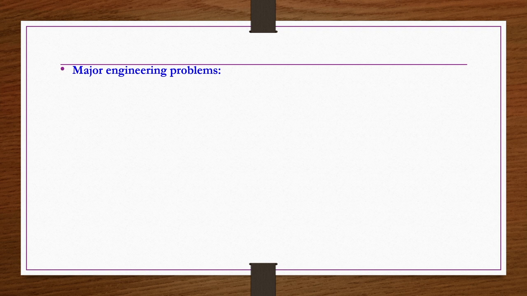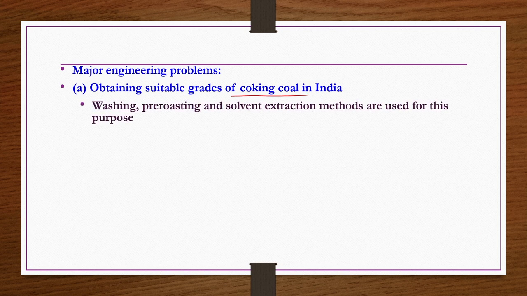Major engineering problems associated with this process are obtaining suitable grades of coking coal in India. That's one big issue, because washing, pre-roasting and solvent extraction methods have to be applied for that coal, and they take a lot of effort, time, labor, and capital cost, not only operation cost. Because of that, the process may become economically expensive.